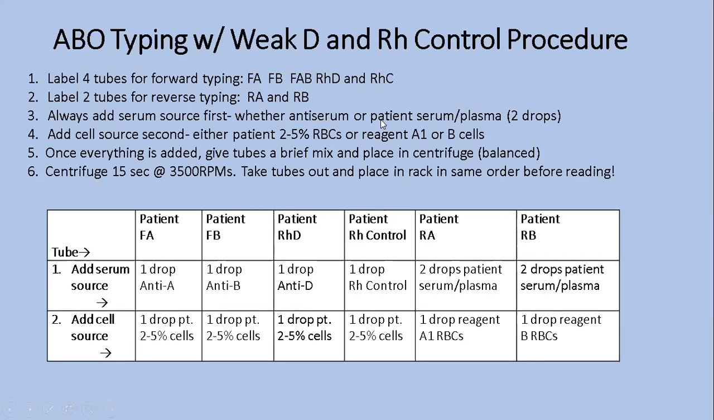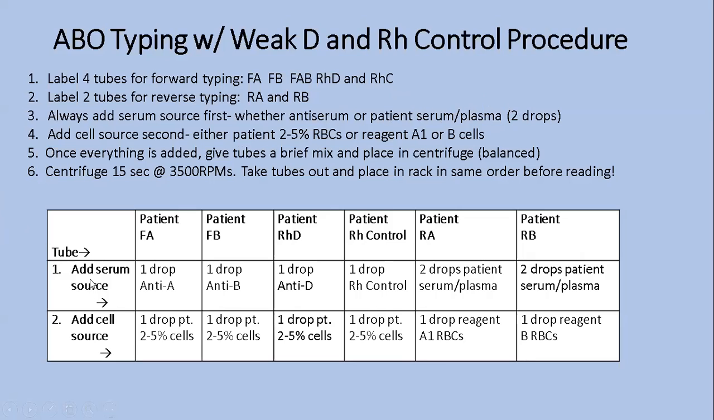And remember, when we're using patient serum or plasma, we double up because patients are not as efficient at making antibody as a company would be in making anti-serum. And then secondly we're going to add the cell source. So the cell source is either going to be our patient's 2 to 5% red cell suspension that we've made, or it's going to be our reagent A1 or B cells. Okay, so let's just do a little review of the procedure.